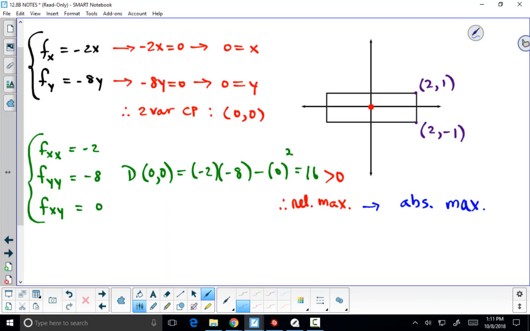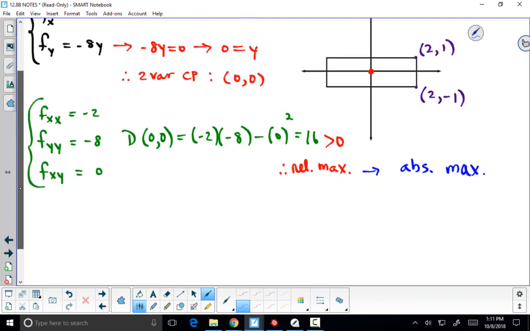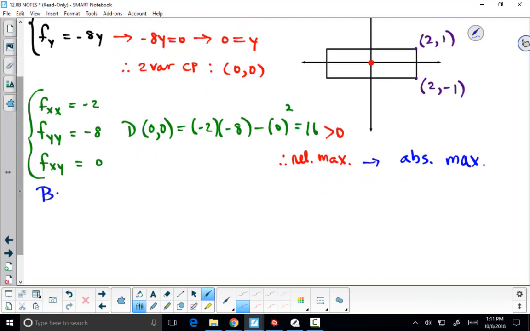Here are the absolute maxes at the boundary point. Here are the absolute maxes on the inside. But if it's a closed, bounded domain, there has to be an absolute max, there has to be an absolute min. And so now we have to test the boundaries. So our boundaries, we have 4 boundary curves.